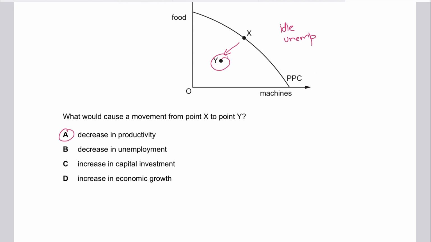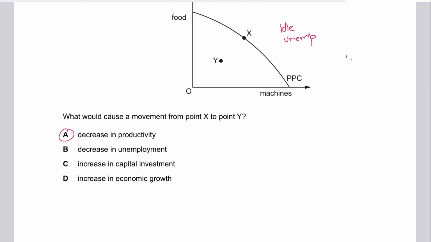Option B says decrease in unemployment. Now if unemployment goes down, you will actually move from Y to X, or closer to the curve. If this had been an increase in unemployment, then this could have been the answer. If unemployment goes up, you move inside the curve, but if unemployment goes down, then you move closer to the curve or on the curve. Got it?